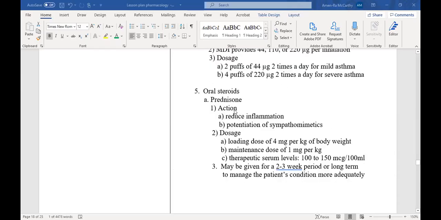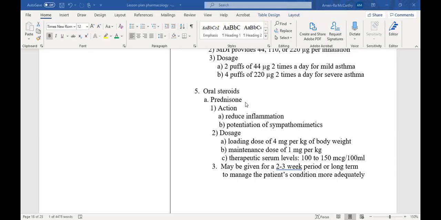And then finally, we have an oral steroid that we'll talk about, and that is prednisone. Prednisone is the oral steroid that we take by pill. The action is to reduce inflammation and potentiation of sympathomimetics. So if you give the patient a pill, which is prednisone, and they're getting breathing treatments, it will enhance the effects of the breathing treatment.